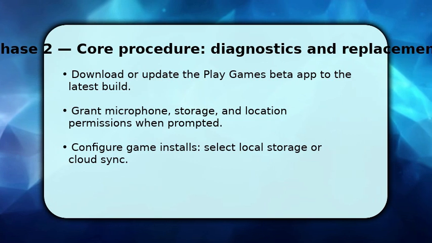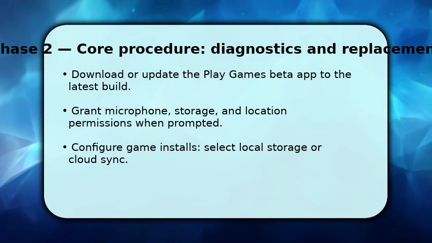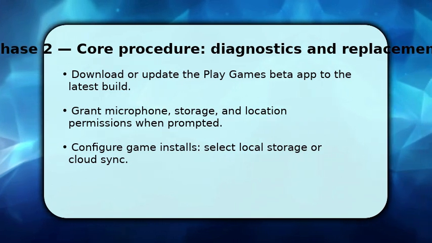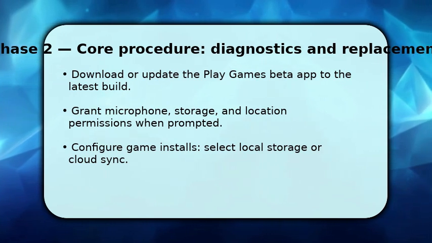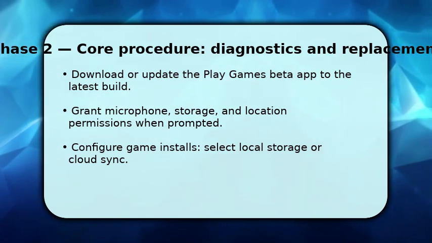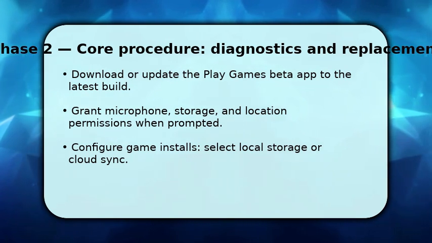Then, open settings inside Play Games and pick Install Locations: local storage for speed, or Cloud Sync to preserve saves across devices. Make sure Account Sync is enabled so achievements and leaderboards map correctly. This prevents lost progress when you switch devices.